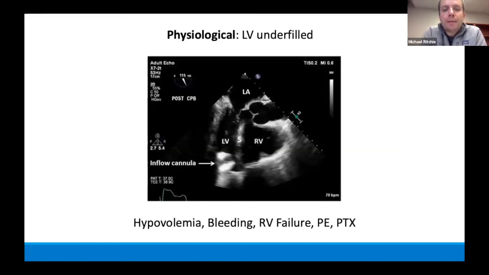Here's an echo of somebody whose LV is underfilled, and their LV is underfilled because of RV failure. So you can see how big the RV is. It's pushing that septum over to the LV, and the LV is being emptied by the VAD, so it's at even higher risk to have an empty LV. It's now taken a well-positioned VAD and pushed it over into the septum, so that you have low flow and are heading towards suction events. So anytime you have an underfilled LV, you're at high risk for these low flows. In this particular echo, it's due to RV failure.